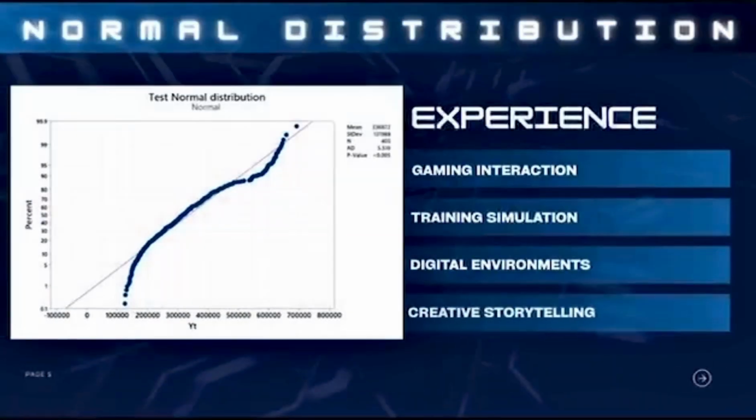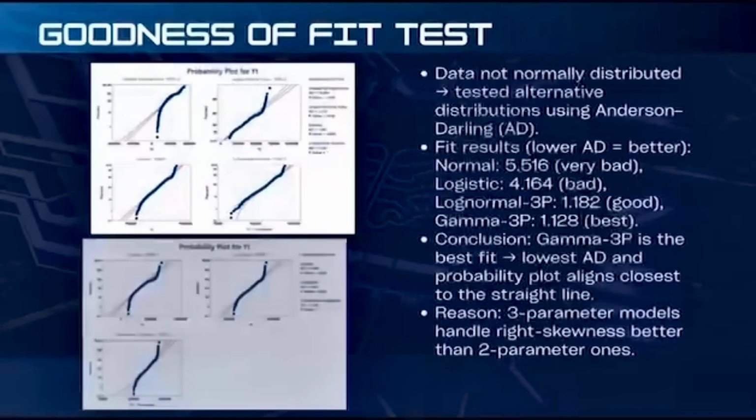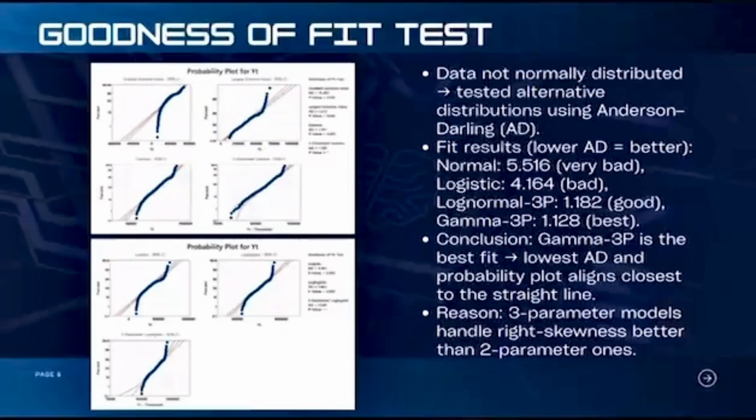So we then tested the probability distribution of the data. Please look at the graph called the normal probability plot. The blue dots represent our data and the red line represents a perfect normal distribution. Since the blue dots curve away from the straight red line, we can confirm that our data is not normally distributed. And because the normal distribution didn't fit, we tested other models to find a better one.